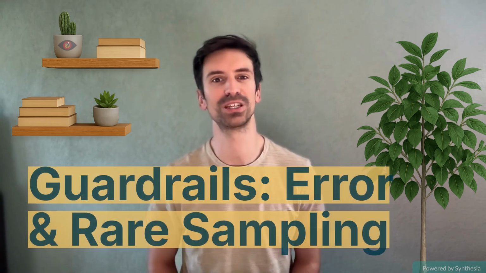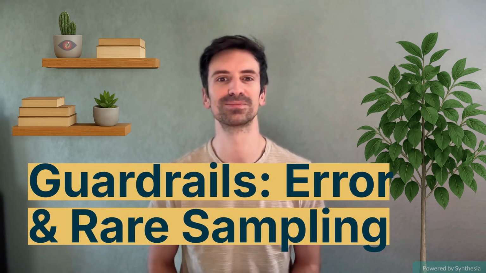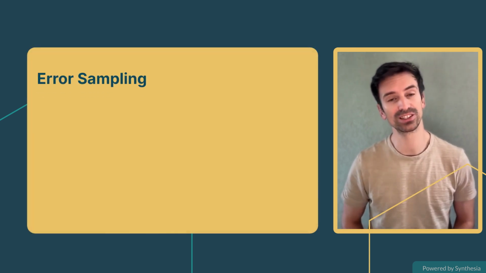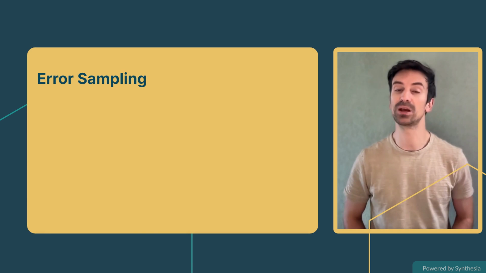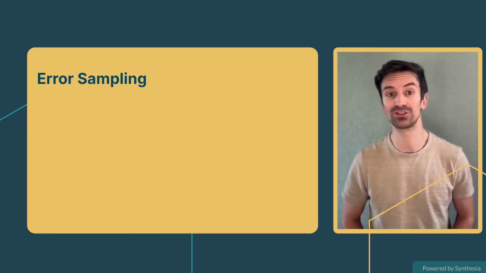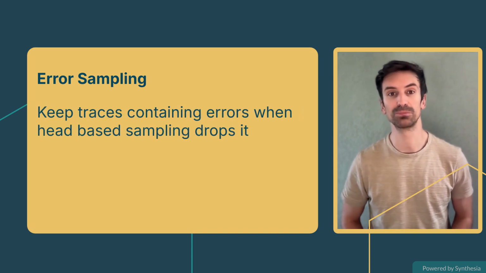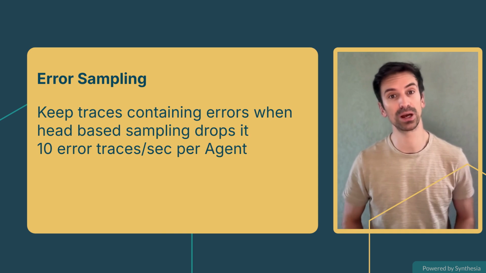Let's talk about your safety nets, because even when your head-based sampling drops something, you don't want to lose critical data. That's where error sampling and rare sampling come in. So let's start with the error sampling. How does it work? Even if the head-based sampling drops a trace, the error sampler ensures that traces containing error spans still get through. It can rescue up to 10 error traces per second per agent by default.